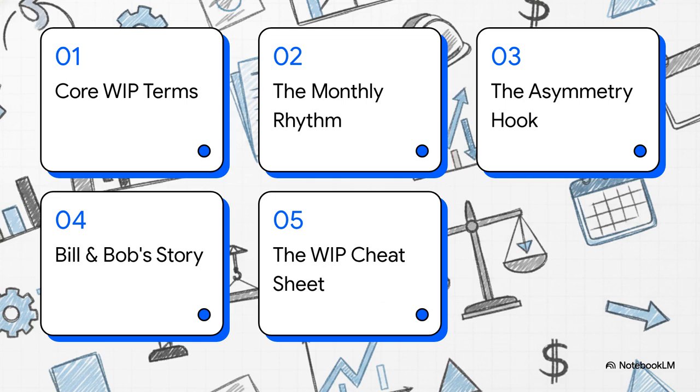So, here is our game plan for today. We'll start with core WIP terms, then look at the monthly rhythm, dive into the asymmetry hook, walk through Bill and Bob's story, and wrap it all up with the WIP cheat sheet. Let's get straight to it.